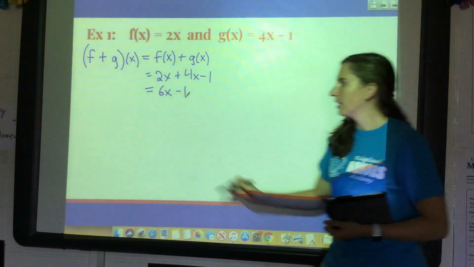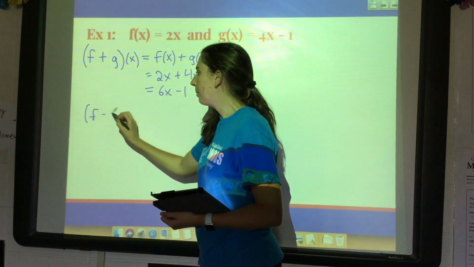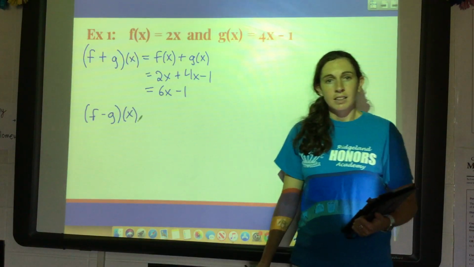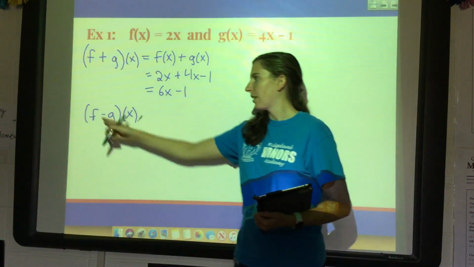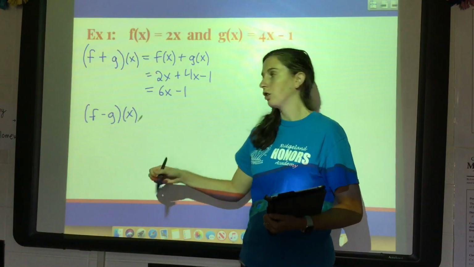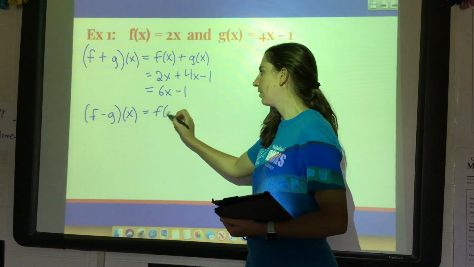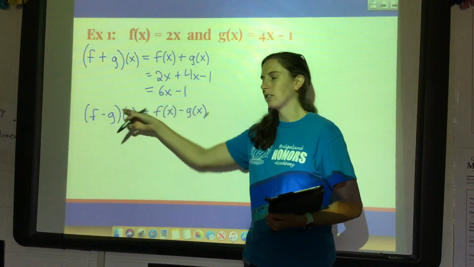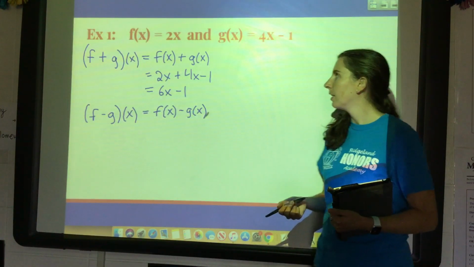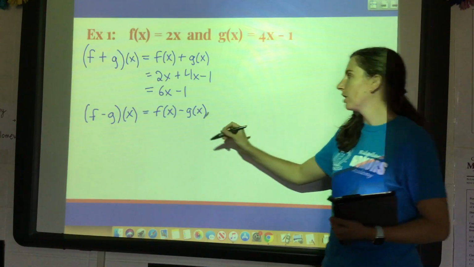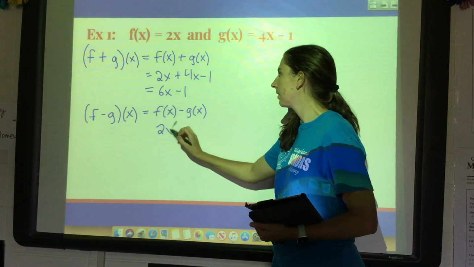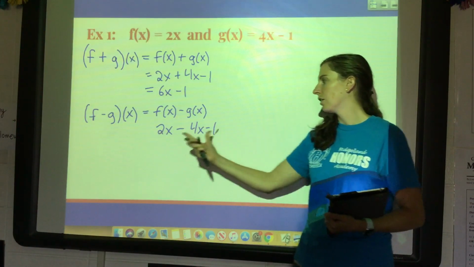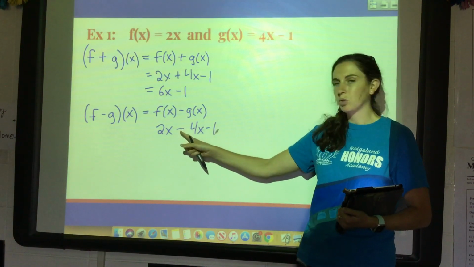Next up, I'm going to try f minus g of x. Same thing here. This just means take function f and subtract function g. It's the same thing as f of x minus g of x. These are just 2 different ways you might write this. So same thing that we just did, except subtract. Here's f of x, here's g of x. I'm going to subtract them.